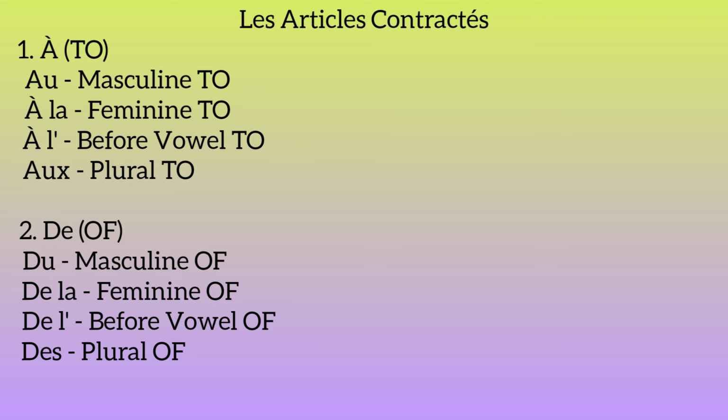Now, one very important rule. In the à family, in à l apostrophe and aux, don't consider the gender of the word. If the word is starting with a vowel, write à l apostrophe, and if the word is plural, write aux. The same goes with de family. Don't consider the gender of the word. If the word is beginning with a vowel, write de l apostrophe, and if the word is plural, write des.